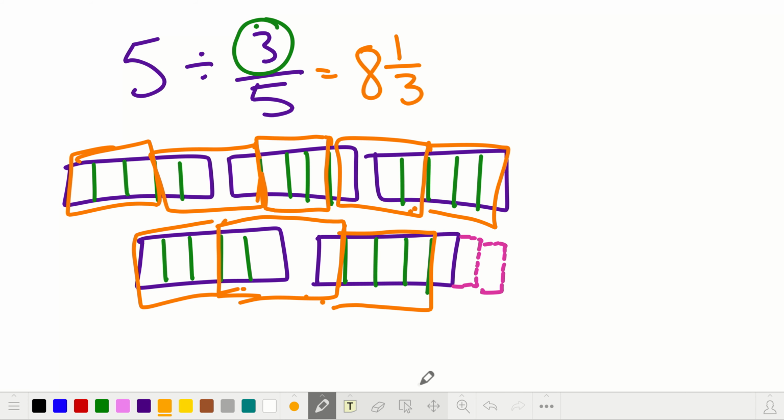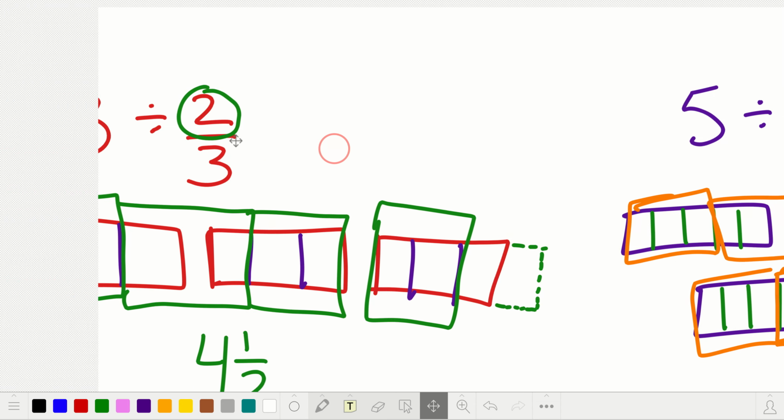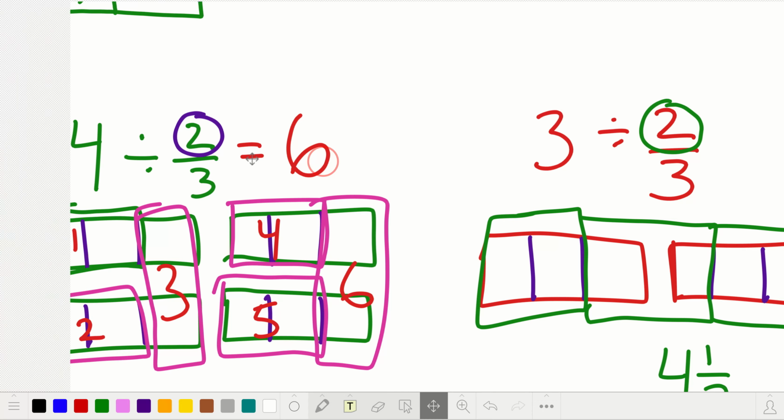All right, and that's it. Now, if you see a shortcut to this, you can go ahead and use it, but hopefully you know how to use the model so you have something to fall back upon. Good luck.